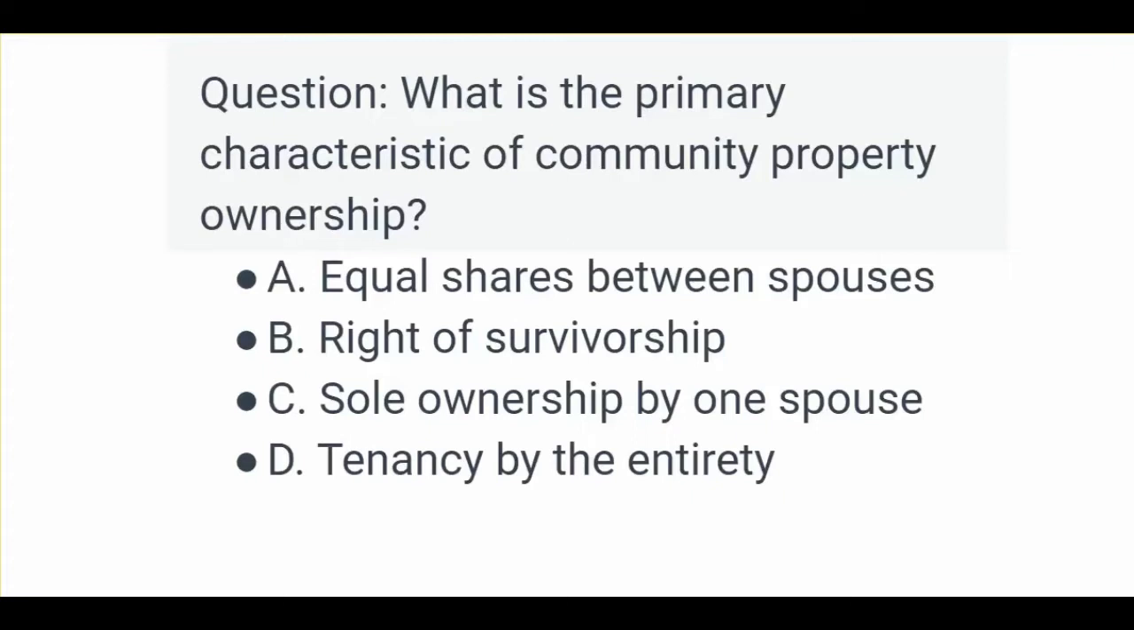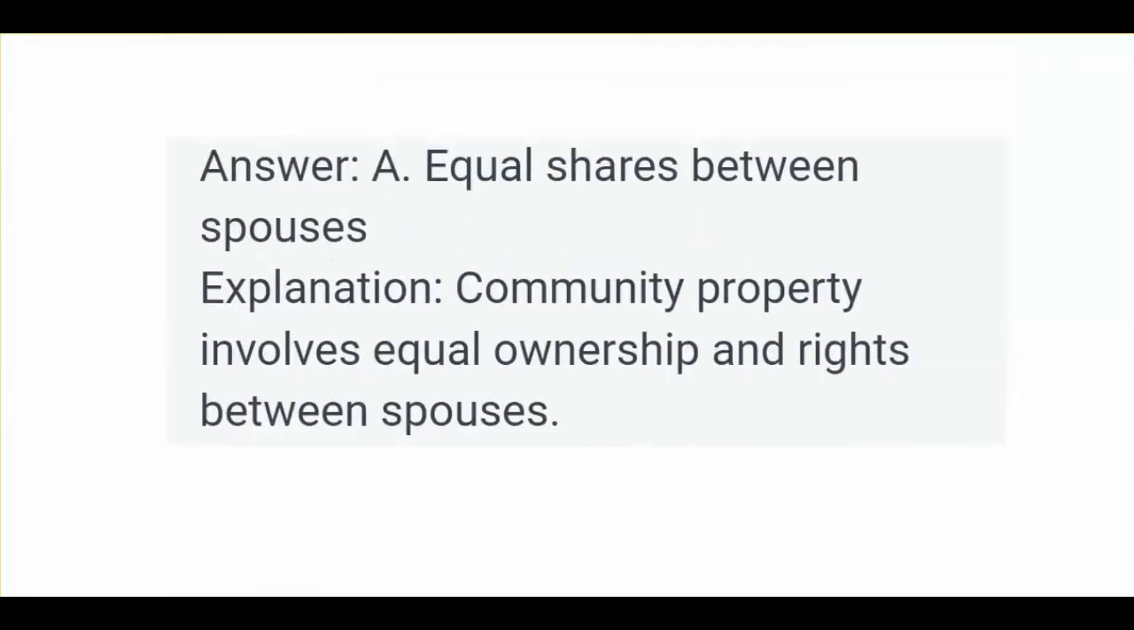What is the primary characteristic of community property ownership? A, equal shares between spouses. B, right of survivorship. C, sole ownership by one spouse. D, tenancy by the entirety. A, equal shares between spouses. Community property involves equal ownership and rights between spouses.